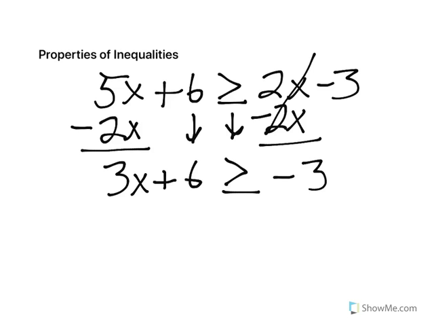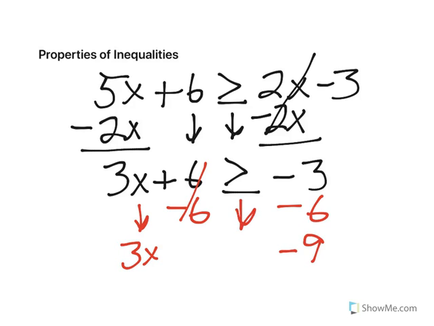Now we want to get the numbers to the right side since we have the variables on the left side. So let's subtract 6. And then those will cancel because 6 minus 6 is 0. So I get a 3x. And minus 3 minus 6 more is minus 9. And we carry down that inequality. So 3x is greater than or equal to negative 9.